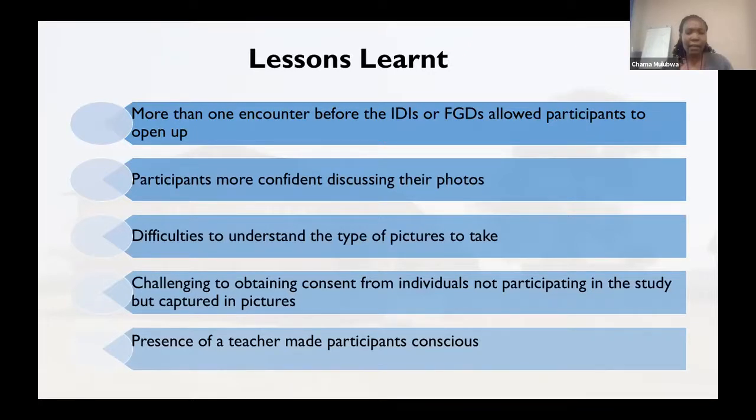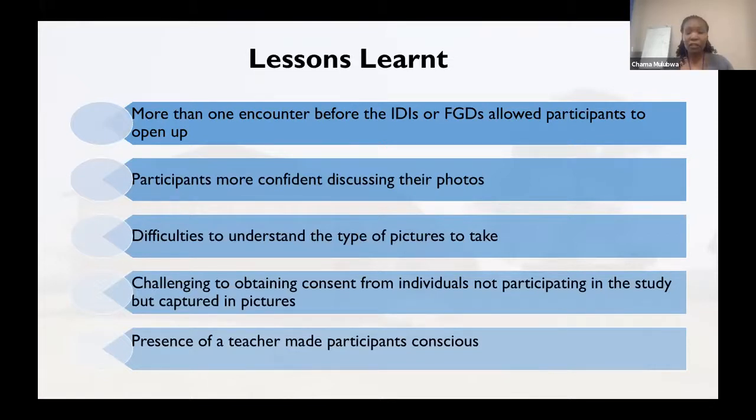We had some challenges where participants at first couldn't understand what types of pictures to take, but we made them comfortable by re-explaining to them, as well as making sure that they understood that whatever pictures they wanted to take was their choice. And we would also give them another choice to share which pictures they wanted to share when they came back to us.